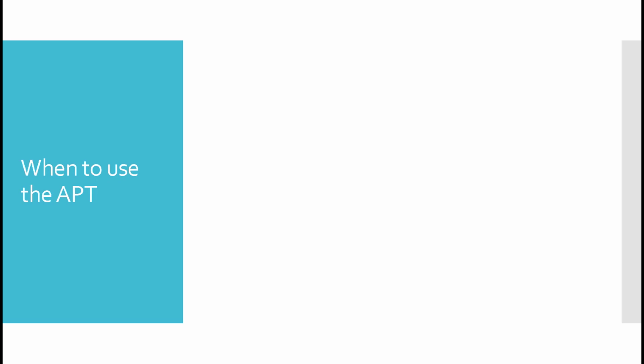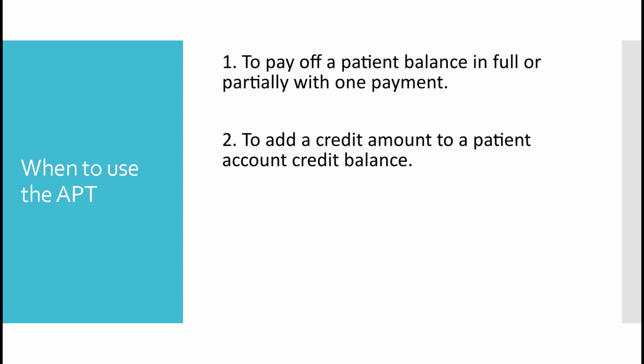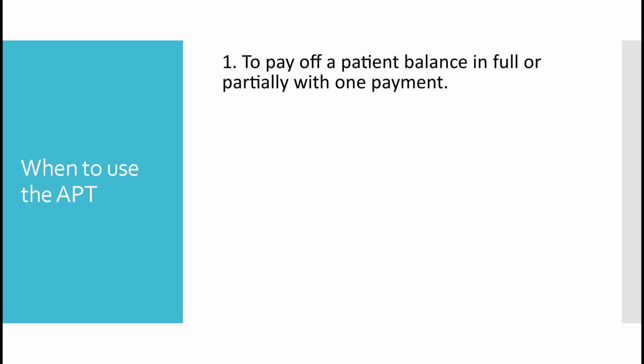There are 3 scenarios where the APT is your tool of choice. First, to pay off a patient balance in full or partially with one payment from the patient or guarantor. Second, to add a credit amount to a patient account credit balance. And third, to apply payments from a patient credit balance to existing charges that have been set as patient responsibility. Let's go over each case.